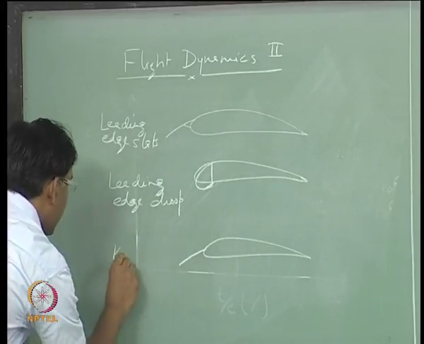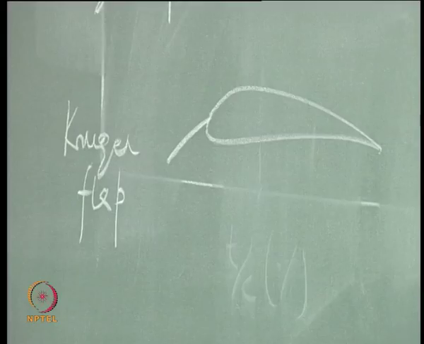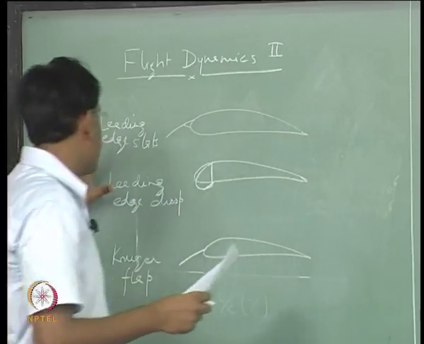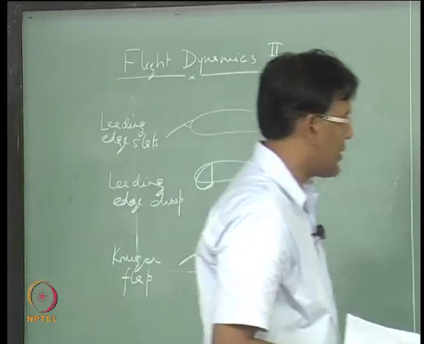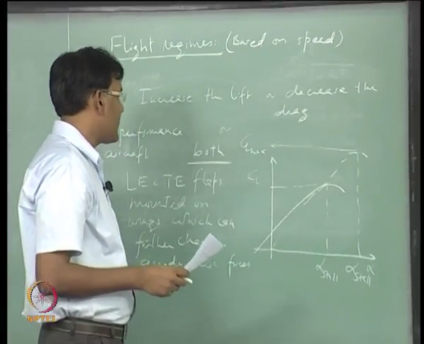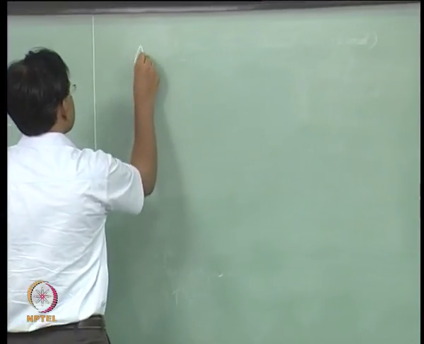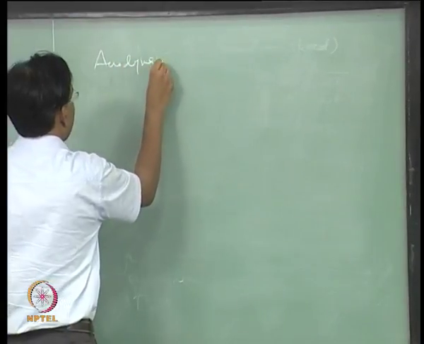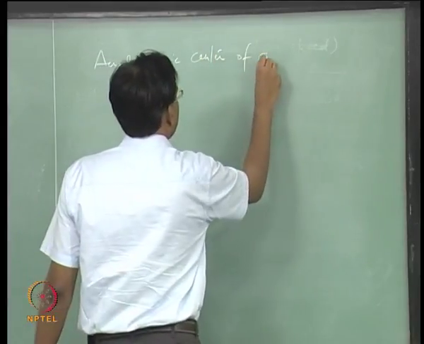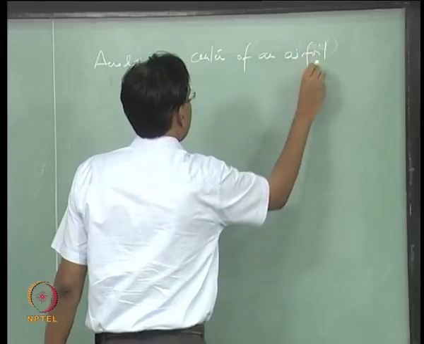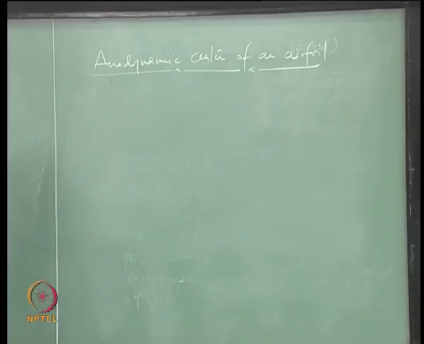This is called Kruger flap. So, these devices are used on high performance aircraft nowadays to change the lift profile in flight. Let us also define what is known as aerodynamic center and airfoil.